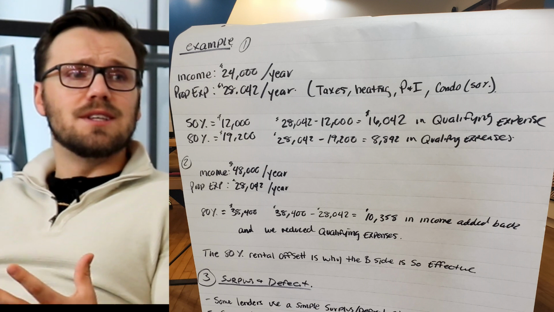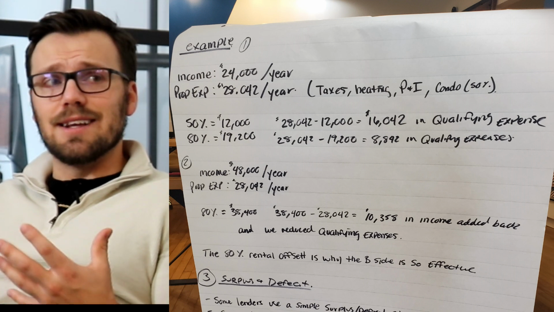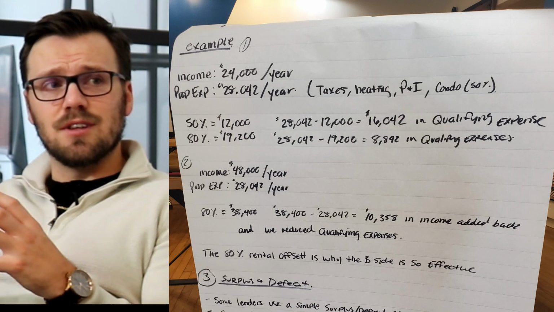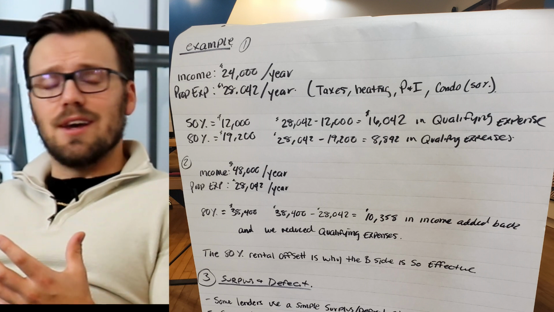80% if we're working on the B side, all of a sudden now we're using $19,200 of deductions, which drops your qualifying expenses down to about $8,000. So there's a huge reduction there when we're taking a look at how much income you have to allocate to that debt. Now you're able to allocate an additional almost $20,000 towards your actual annual mortgage payment and allowing you to qualify that way. So it's a huge boost to be able to really reduce those expenses.